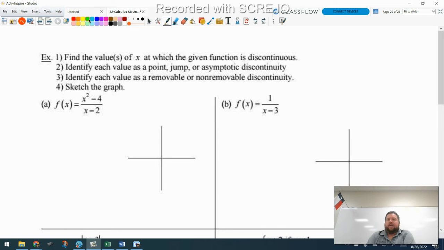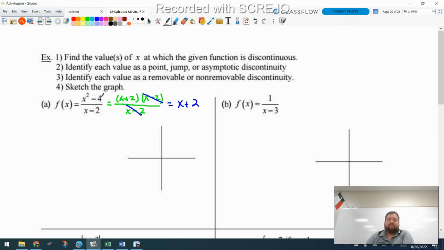All right, so with any graph that we have to do with rational functions, especially, it's a good idea to factor. So let's factor: x plus 2, x minus 2, divided by x minus 2. I'm going to be able to cancel my x minus 2's, and so I'm left with x plus 2.